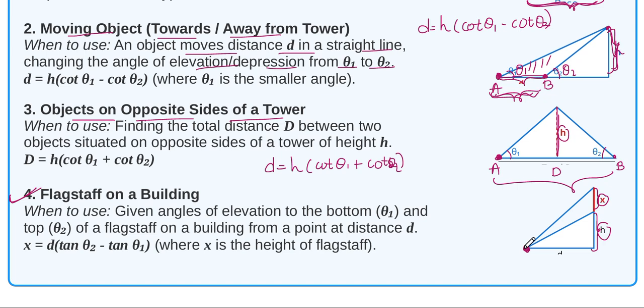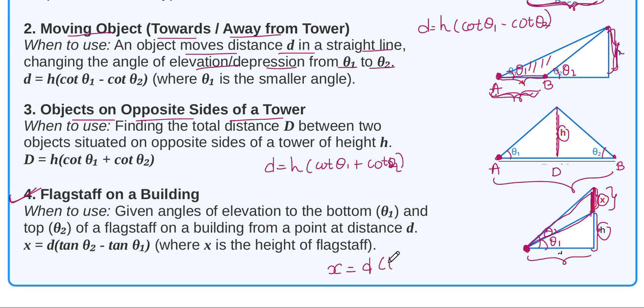If you are looking at the top of the building, the bottom of the flag, this is our angle of elevation, let's say theta 1. And if you are looking at the top of the flag, let's say that is the angle of elevation theta 2. So what is the height of the flag? Suppose we have to find out the height of the flag. This is nothing but height, so whenever we have to find out the opposite side, that means height. Let's say the height of the flag is x. So we'll use the formula x is equal to d, where d means this base distance from the building or tower, whatever that is.